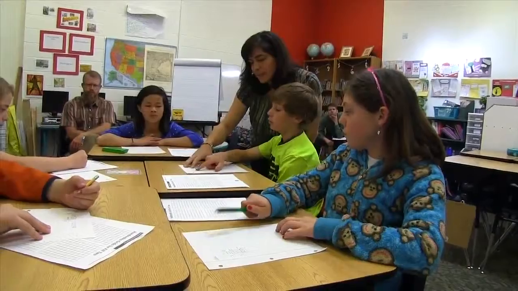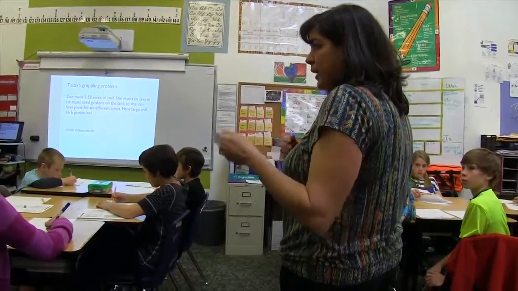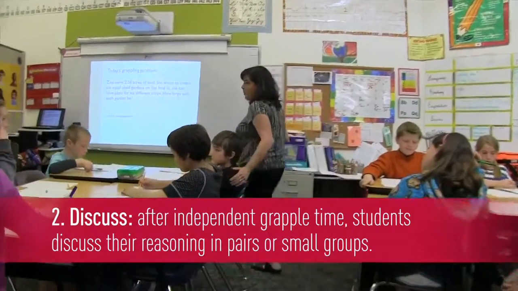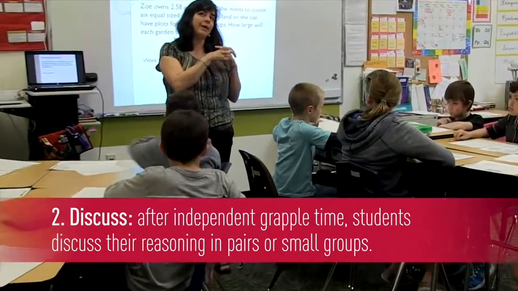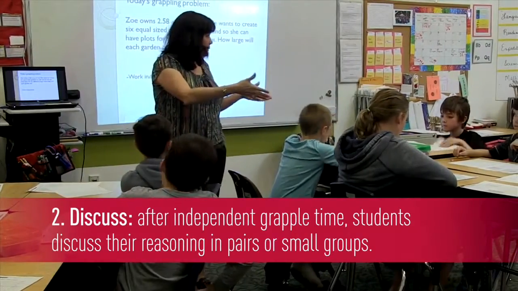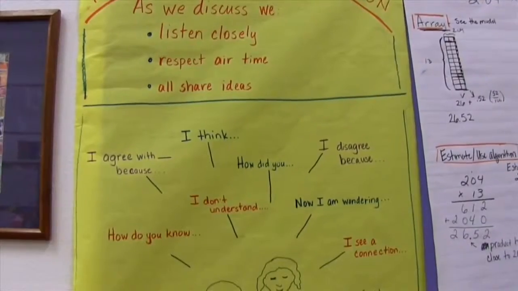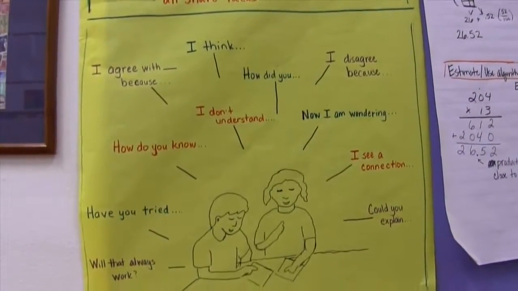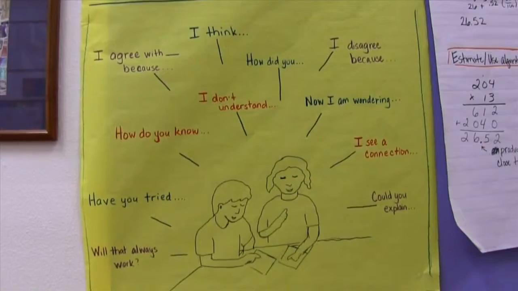Okay, so students, you've had a chance to work on it on your own. Are you ready to kind of pair share and have a little discussion about it? After the independent grapple problem, we have a discussion time. I'll give you about 5 minutes to talk with your partners, and then we'll open up to the whole table group. Look at our anchor chart. Remember how we talk in our discussions. Everyone has a chance to speak. We're taking turns. We're proving our solutions.